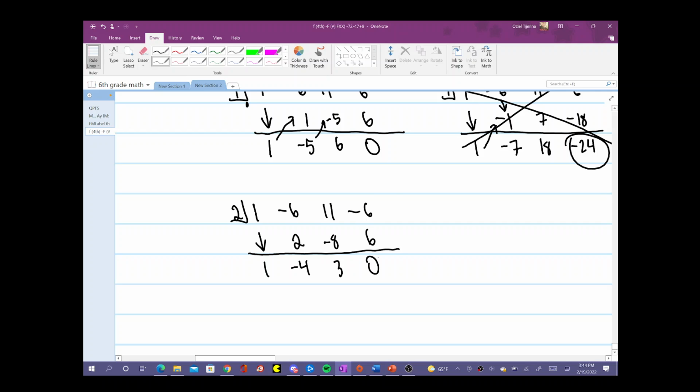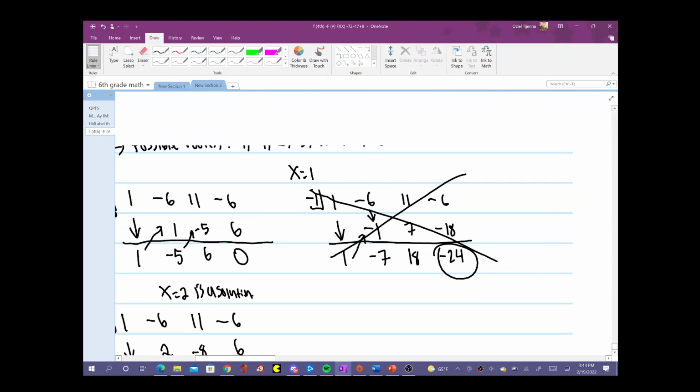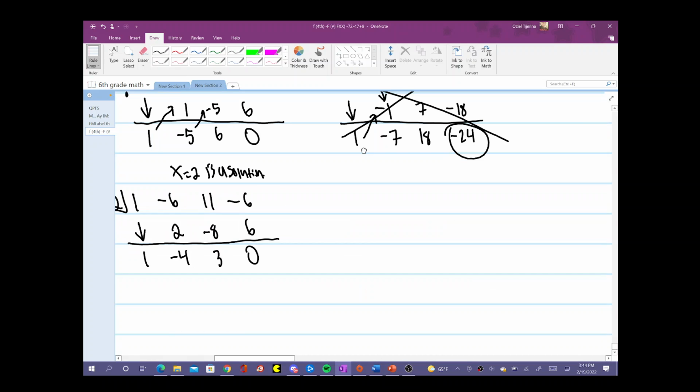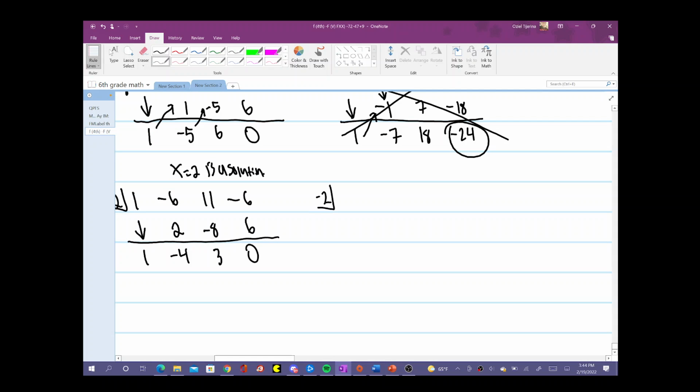We keep going with negative 2 next. Move the 1 down. 1 times negative 2 is negative 2. Negative 6 minus 2 is negative 8. Negative 8 times negative 2 is 16. 16 plus 11 is 27. 27 times negative 2 is negative 54. Negative 54 minus 6 is negative 60. This has a remainder, which means x equals negative 2 does not work.